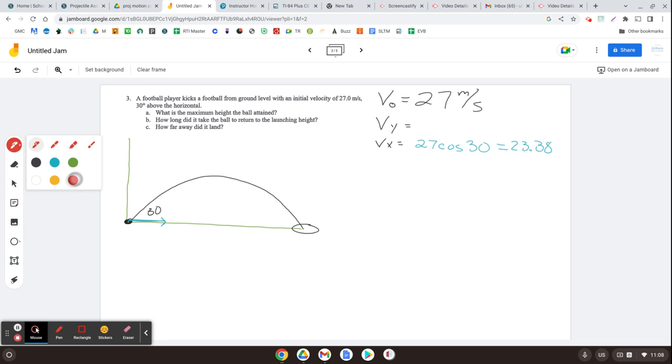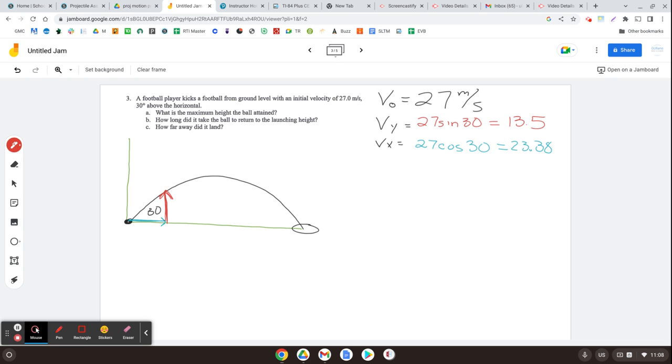The opposite, that's the sine. That's going to tell us our vertical initial velocity. So that's going to be 27 sine of 30, which I think is just half of 27. Indeed, 13.5. That's a special right triangle. Okay, so now we have our initial velocity broken up into horizontal and vertical components.